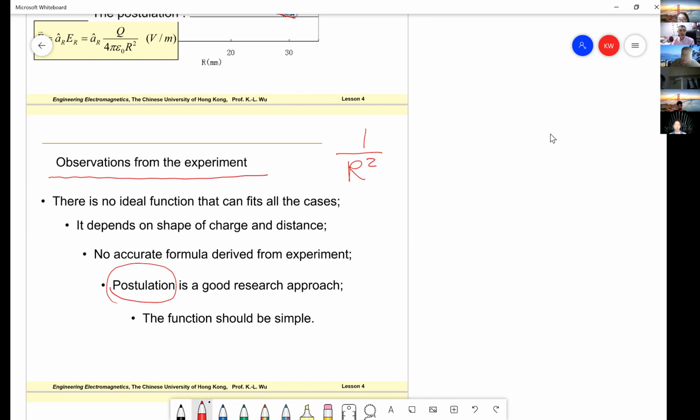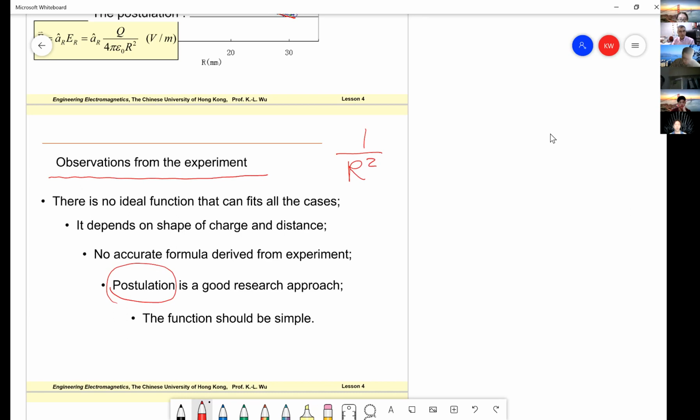So I'd like to take this opportunity to discuss this. Interesting, right? Postulation is a very good research approach. We use this very often. We make an assumption first, then we justify it, to show it is correct.